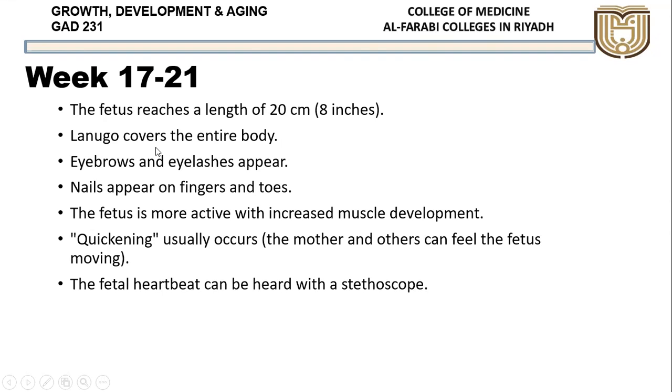Now the eyebrows and eyelashes also start appearing, just like the hair on the entire body: the hair above the eye and the eyelashes start appearing there also. Then even the nails appear on the fingers and toes. Previously there was development of the fingers and toes, to a well differentiated stage. Now even the nails start appearing on the fingers and toes.